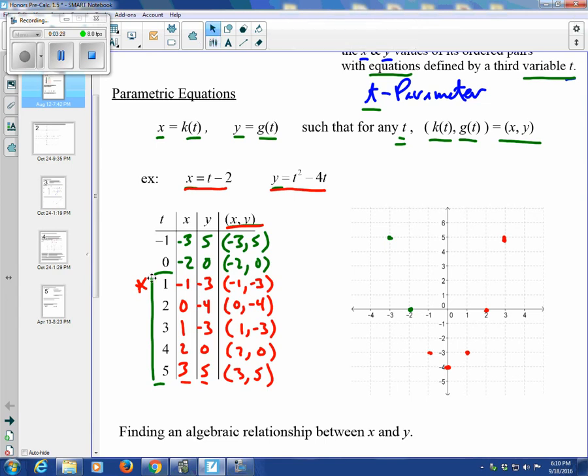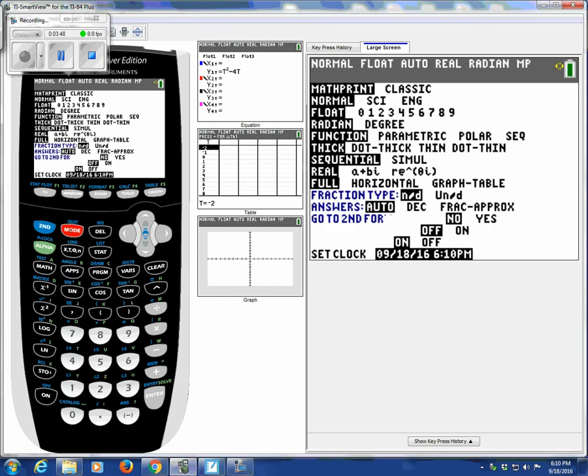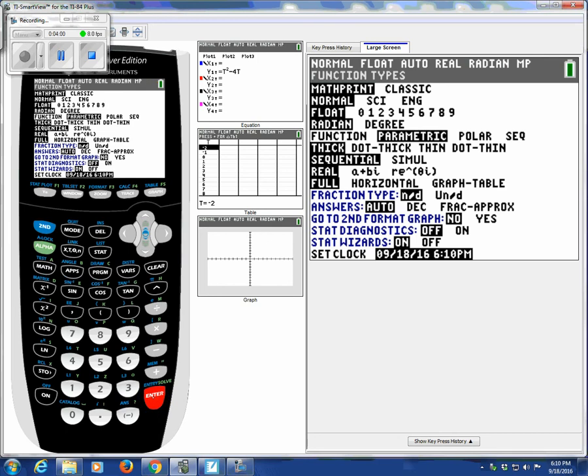Now, it appears that what we have is the graph of a parabola if we sort of connect all our ordered pairs right here. And in fact, we can graph parametric equations on our calculator. If we go to the calculator and go to mode, we can go down. When we're on the xy axis, we're in the function mode. If we go over to parametric, then right here we are going to be graphing parametric equations, right?